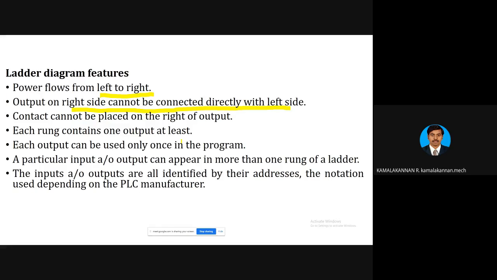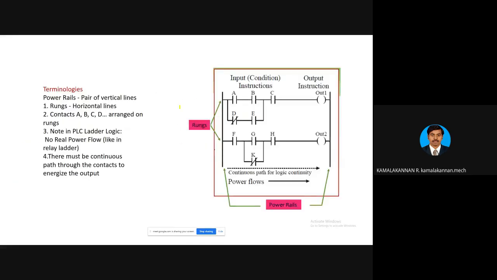So that indicates that a particular input or output may appear more than once in a rung of a ladder. Then input and output are all identified by their address, and the notation used depends upon the PLC manufacturer. In the previous slide, I told you that the input instructions are A, B, C, D, and outputs are something like out 1, out 2. These will be indicated depending upon the type of manufacturer. It cannot always be the same every time. It depends upon the manufacturer and the PLC you are choosing.